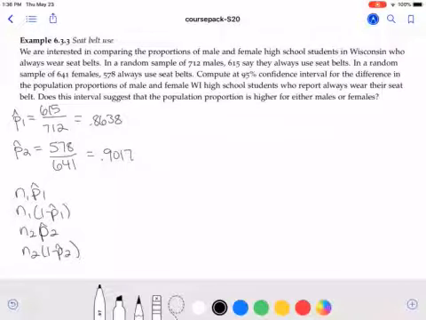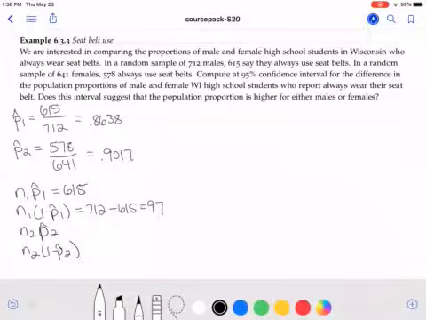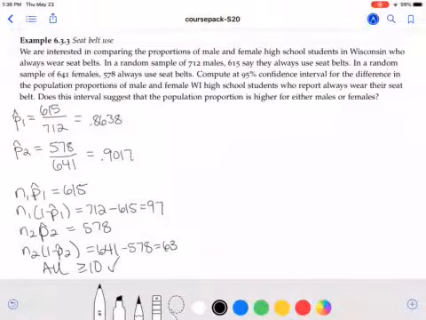If you take N1 times P1 hat, you'll get back the 615 yeses from the first group. If you take N1 times 1 minus P1 hat, you'll get back how many people said no, which would be the 712 total minus the 615 yeses, so we have 97 no's. For the females, we had 578 yeses, and then the ones who do not wear their seatbelt, the total of 641 minus those 578, the no's would be 63. These are all greater than or equal to 10, so our conditions check. And it does need to be all 4 of these things holding.